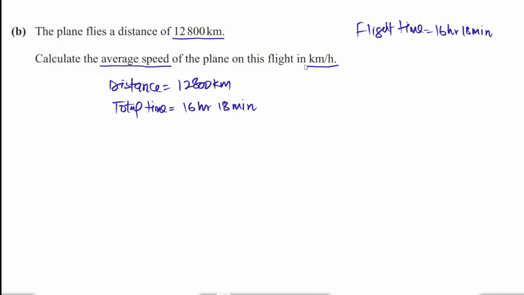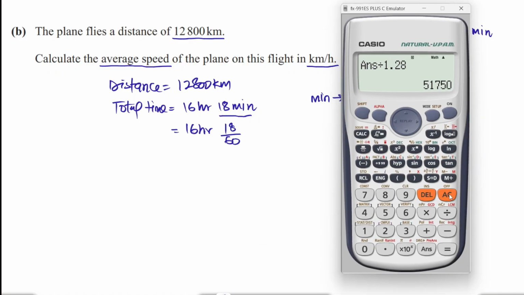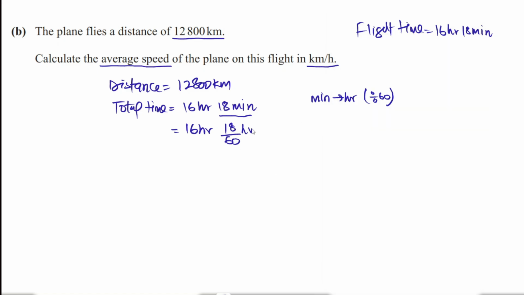See, since the answer is required in kilometers per hour, we do not need these minutes. What we need to do? 16 hours as it is, and when we are converting minutes to hours, we divide by 60. When we have the smaller unit in hand, we divide by 60. So hence 18 divided by 60. What is that going to give us? It is going to be 0.3 hours. So this is 16 plus 0.3. It comes out to be 16.3 hours.